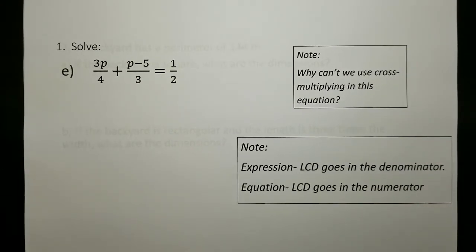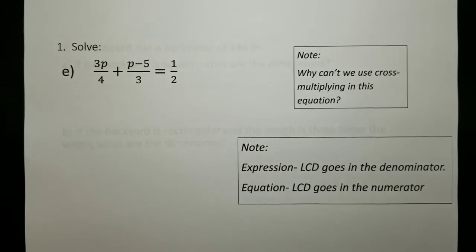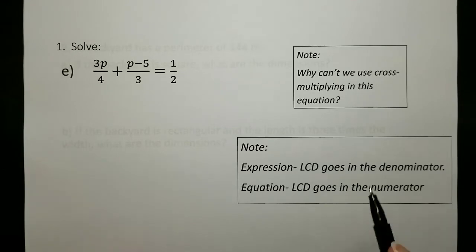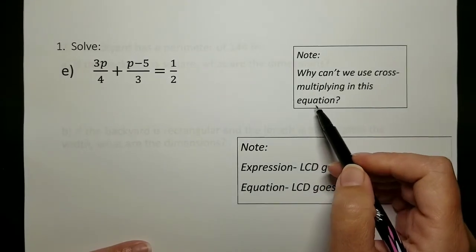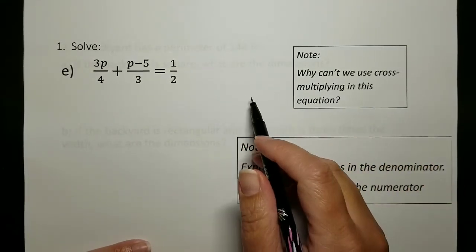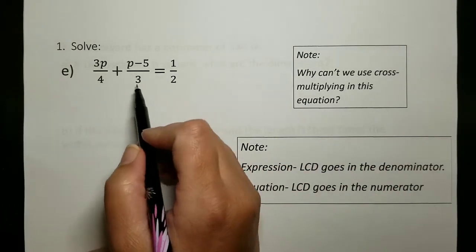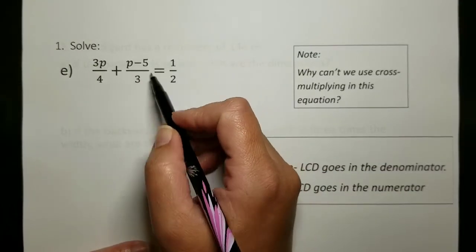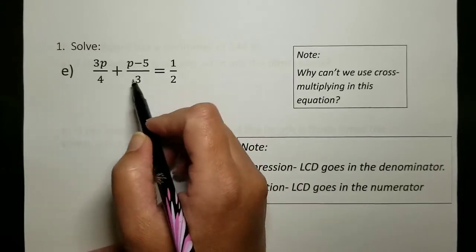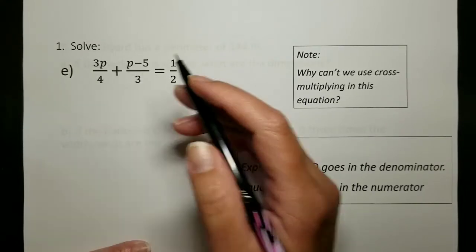So this one, 3p over 4 plus p minus 5 over 3 equals 1/2. And I would probably ask, can we cross multiply? Remember, what was the rule for what we needed to cross multiply? We needed a fraction equal to a fraction. But is that what we have here? We've got equals a fraction, but we have two fractions added up.